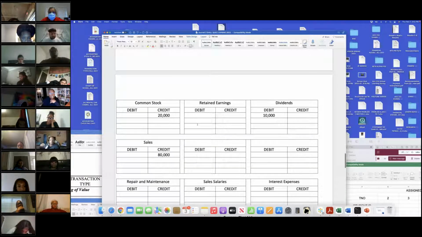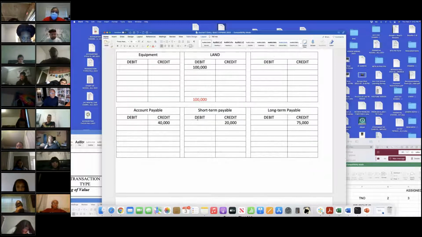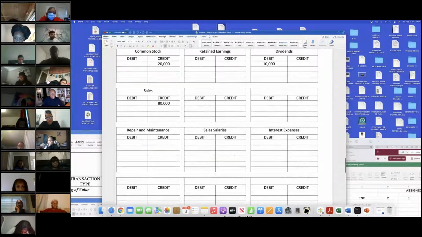Now we go to these liabilities, and they only have one entry. So we know that their balance is going to be 40,000, 20,000, and 75,000. Now they're on the credit side, so when we come to the trial balance, we have to put them on the credit side. 40, 20, and 75.